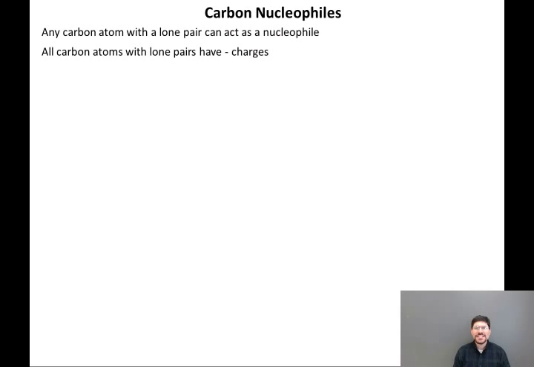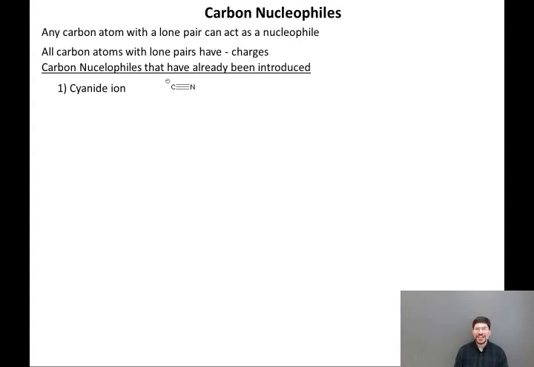Having discussed the topic of carbon electrophiles in quite some detail in the previous lessons, we now move to a systematic exploration of carbon nucleophiles. So just to remind you, any carbon atom with a lone pair can act as a nucleophile, but in order to get a carbon atom with a lone pair, it's going to have a negative charge. So what I'd like to start doing is reviewing the carbon nucleophiles that have already been introduced up to this point in the course. So first we have cyanide ion, CN-.